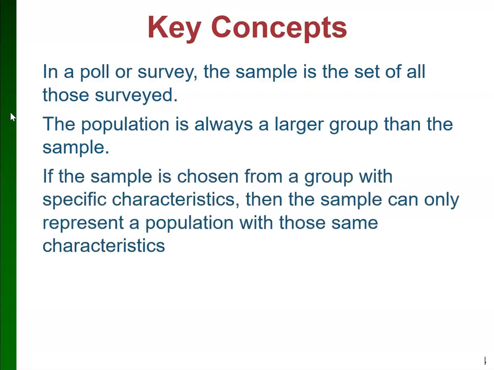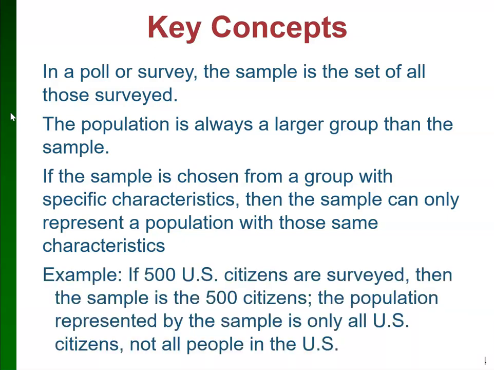And if the sample is chosen from a group with specific characteristics, then the sample can only represent a population with those same characteristics. For example, if 500 U.S. citizens are surveyed, then the sample is the 500 citizens. The population represented by this sample is only all U.S. citizens, not all people in the U.S.